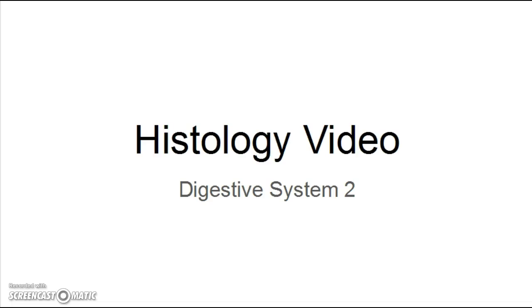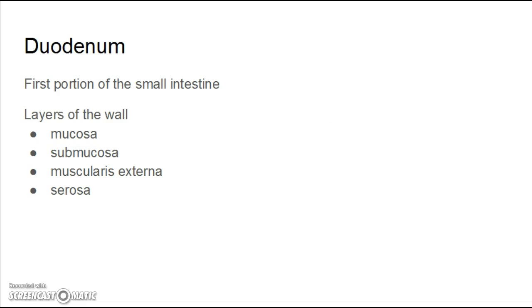This video will demonstrate the histology of the lower digestive system. So we're going to start off by talking about the duodenum, which is the very first portion of the small intestine right after the stomach. And we'll see the layers of the wall, the mucosa, submucosa, muscularis externa, and serosa. You notice those were the same as the stomach.